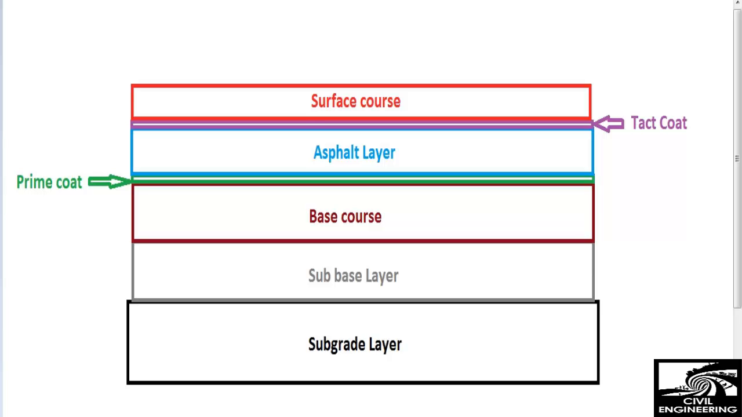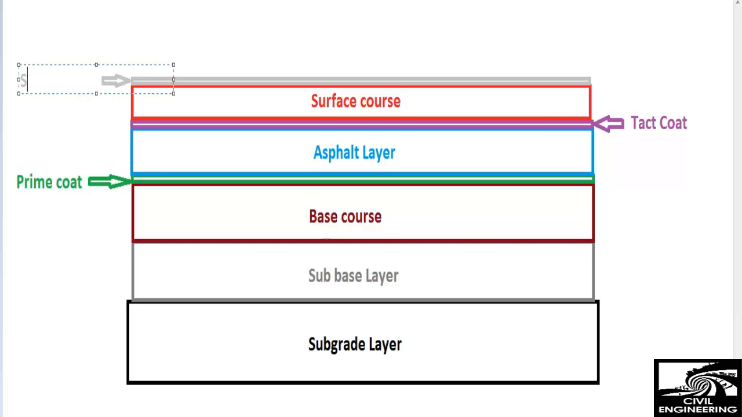And above the surface course, we have another coat. It's called seal coat. I will draw it now. So this is the full overview of the flexible pavement, the different layers.